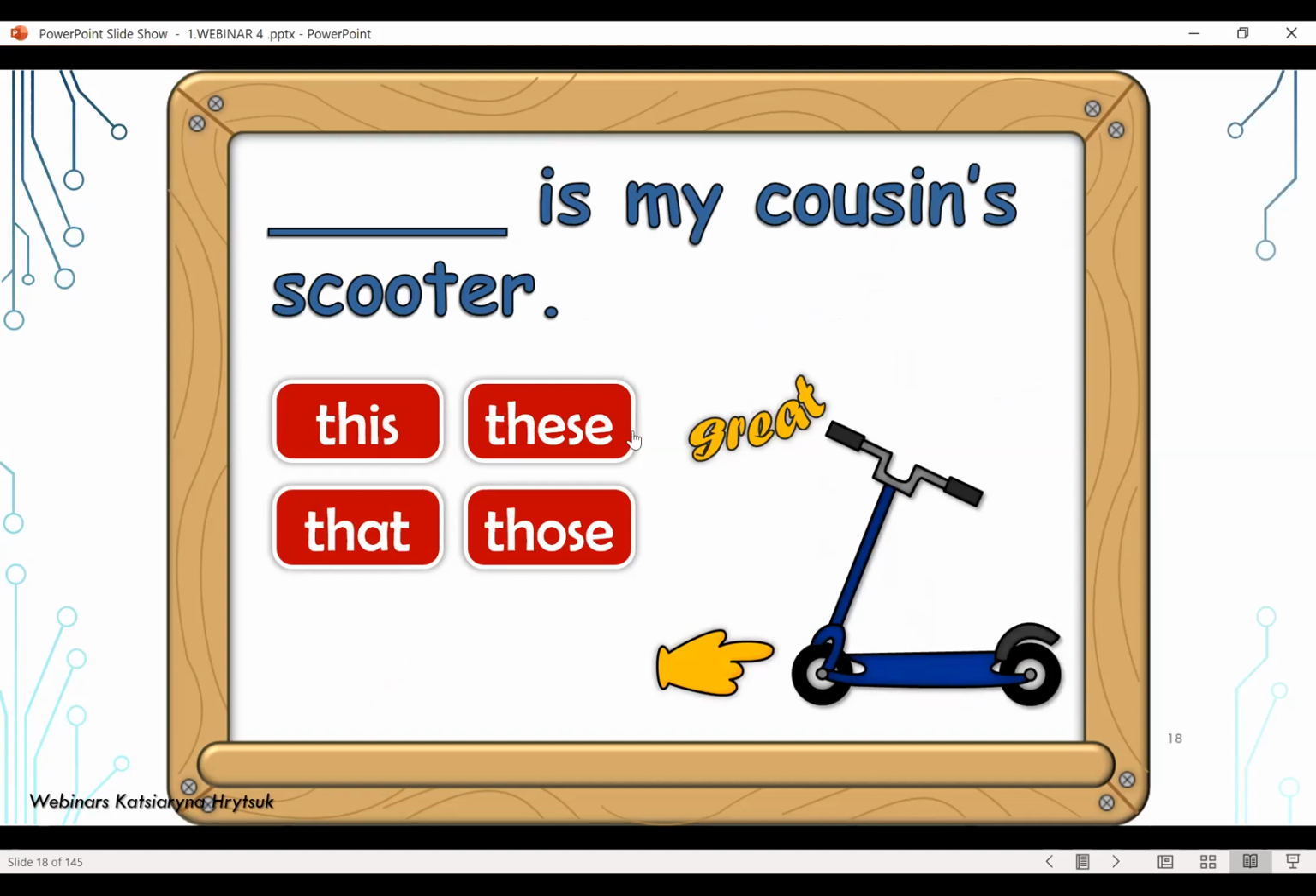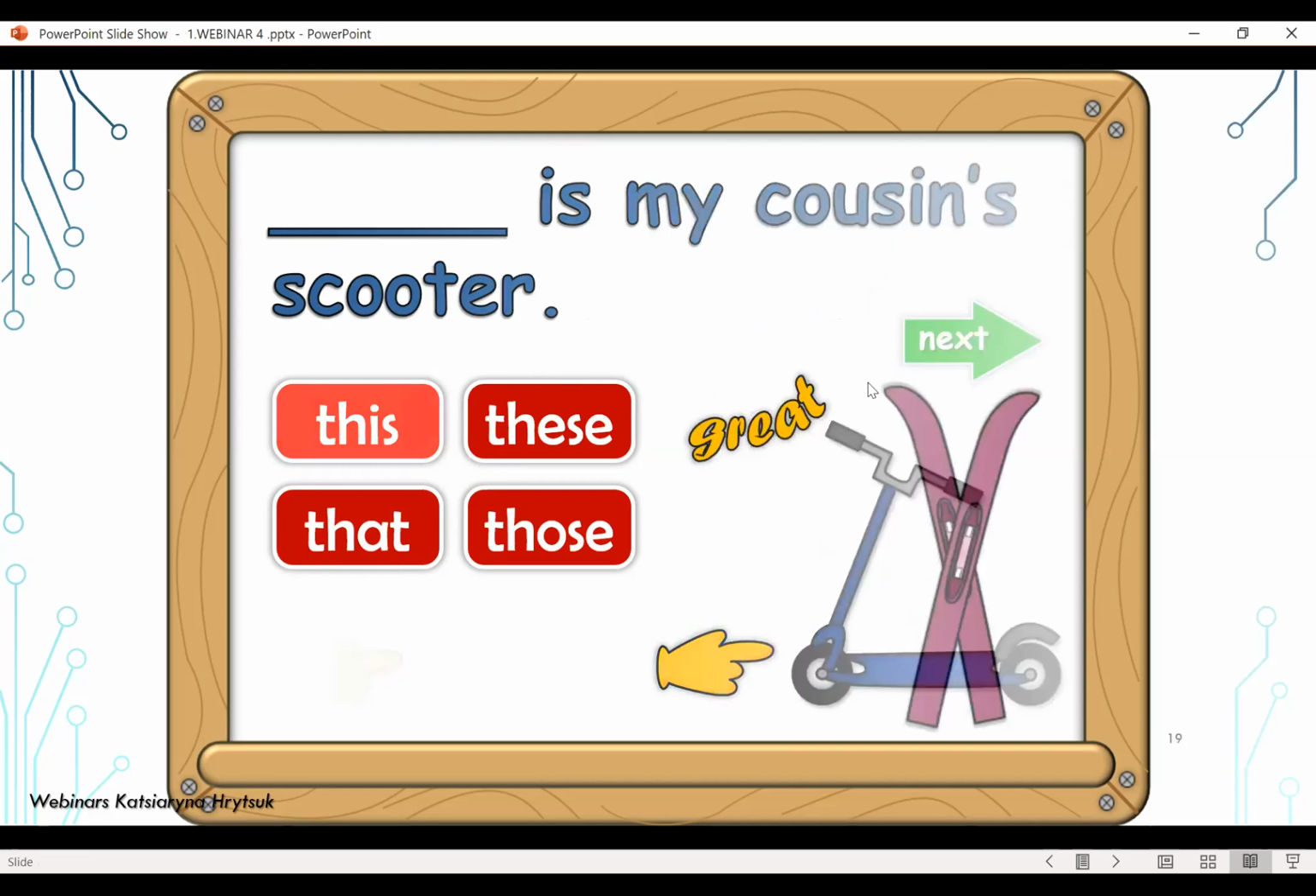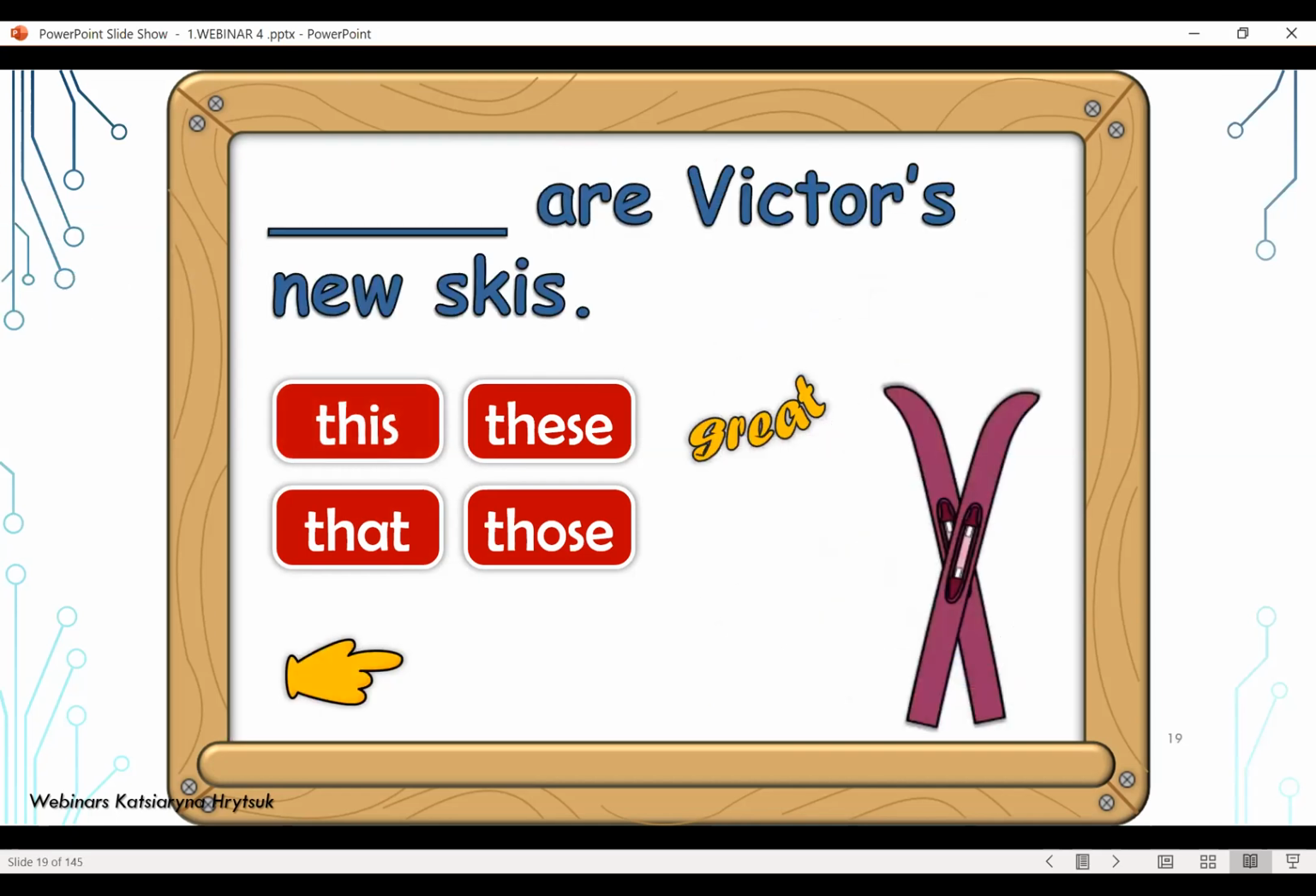This is my cousin's scooter. Yeah, this is my cousin's scooter. Zhenya? Those are Victor's. Excuse me, can you repeat again? Those are Victor's new skis. Yes, those are Victor's new skis. Good. Skis. Go skiing, and we bring skis.